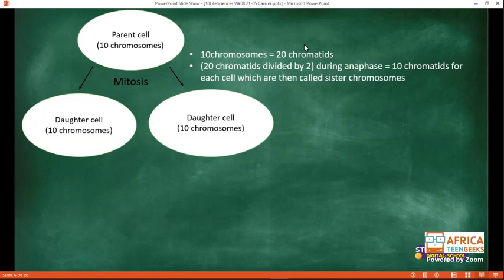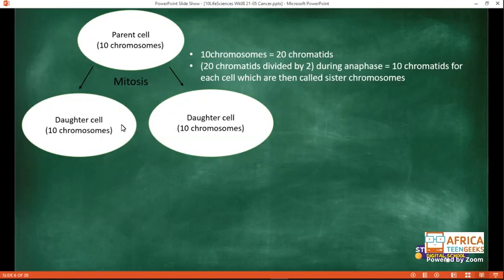So why do we have 2 cells? We have 2 cells because there are only 2 poles where the centrioles are. So during anaphase, we will then get 10 chromatids. Remember, after anaphase, that's what I mean. Sorry about that. So after anaphase, we will have 10 chromatids for each daughter cell. And remember, these chromatids after anaphase are then called sister chromosomes. That is why we are saying in each daughter cell, we have 10 chromosomes each. So these 20 chromatids are divided by 2 for both cells. And then these chromatids will then be called sister chromosomes, and we will therefore have 10 chromosomes for each cell.